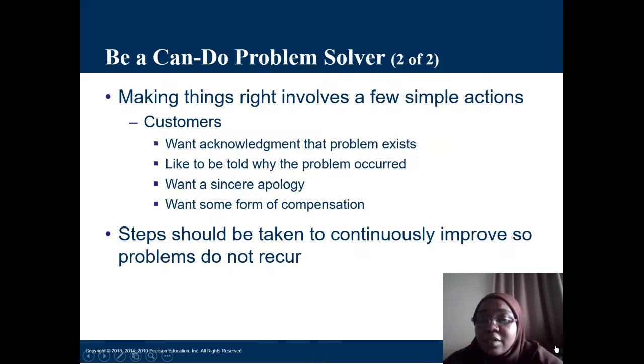Steps should also be taken to continuously improve so that problems do not recur. Once the problem is identified and it has occurred, then the service provider should try as much as possible to do the right thing so that it will not reoccur.